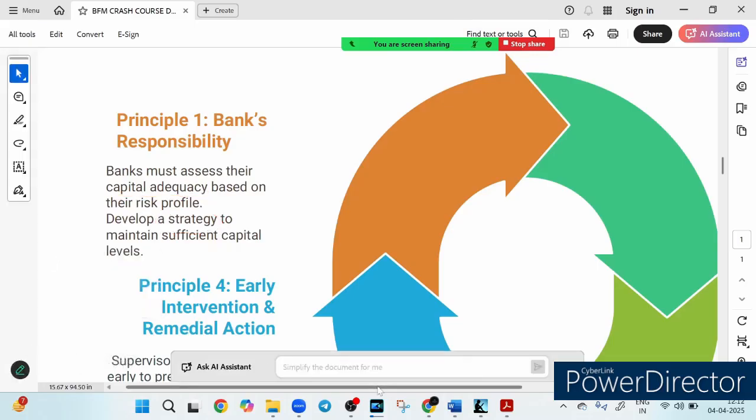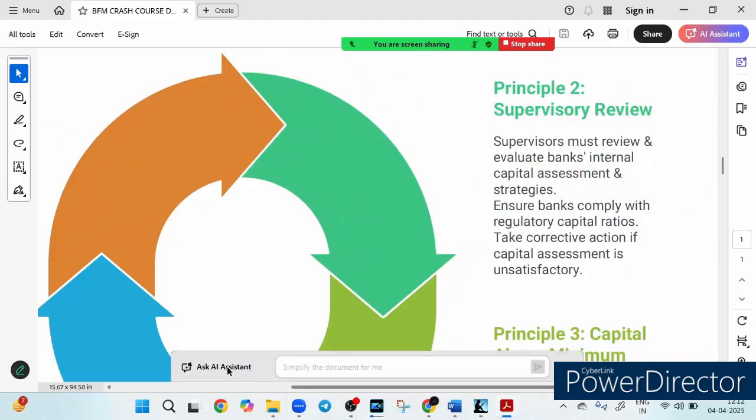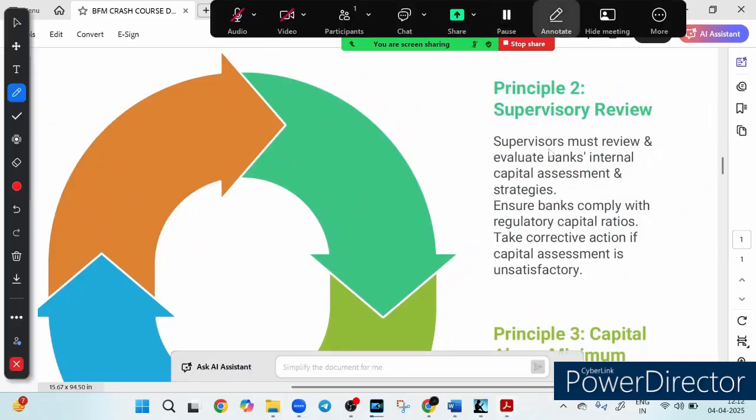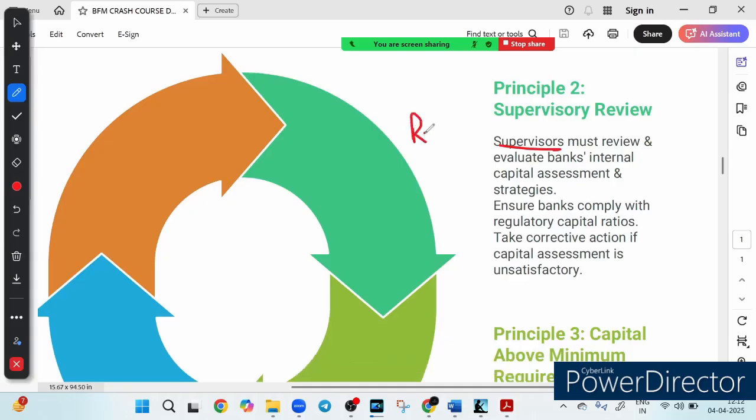That is principle number 1. What does principle number 2 say? Principle number 2 is about supervisory review. That means the supervisor, or maybe we can say regulators. Either you call it supervisor or you call it regulator.